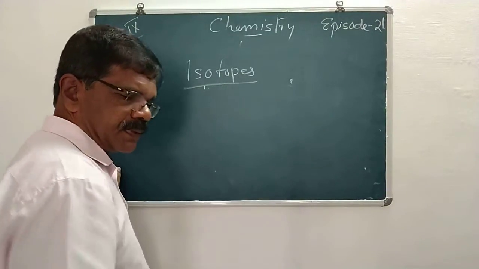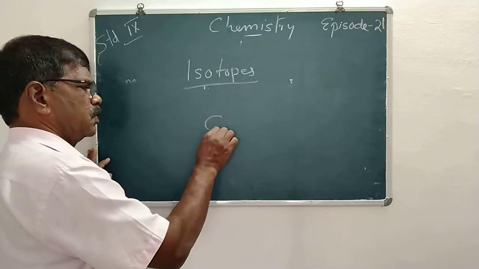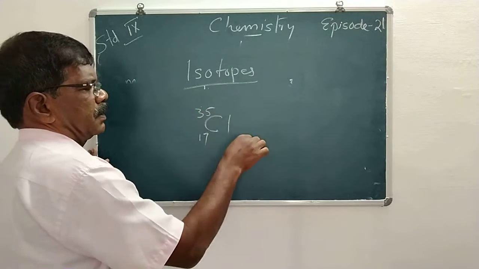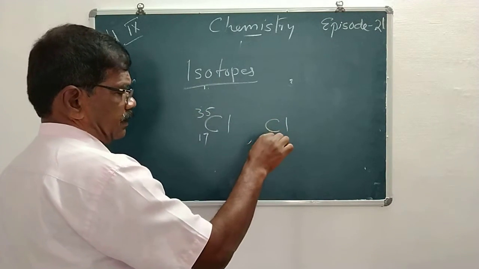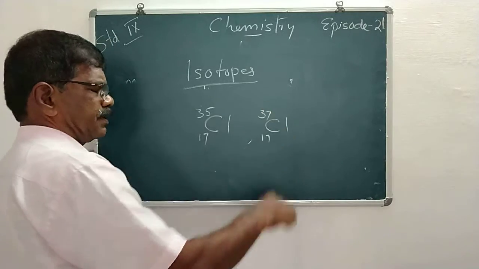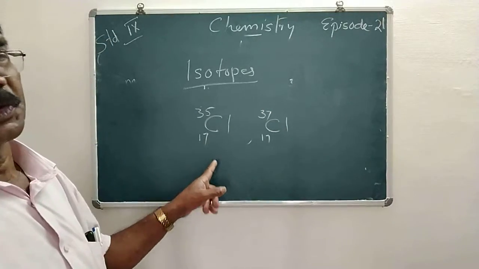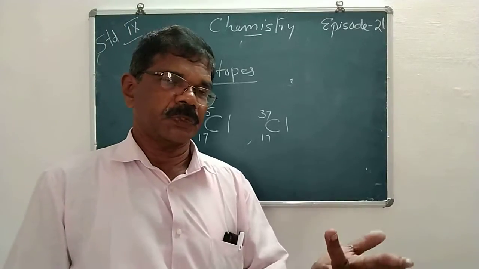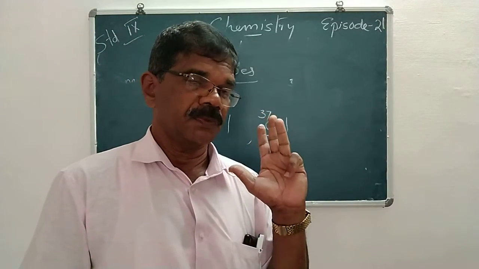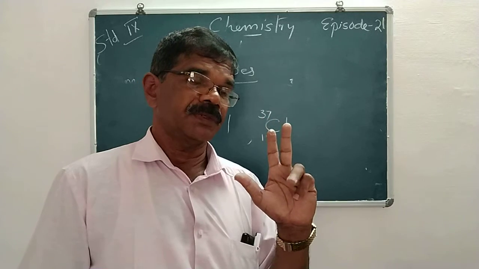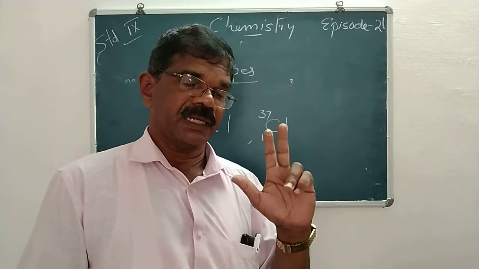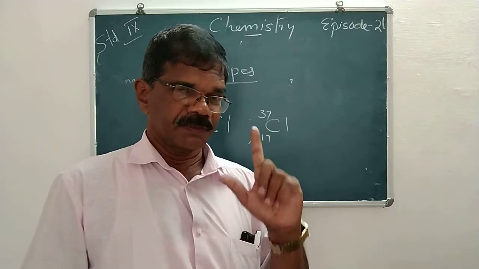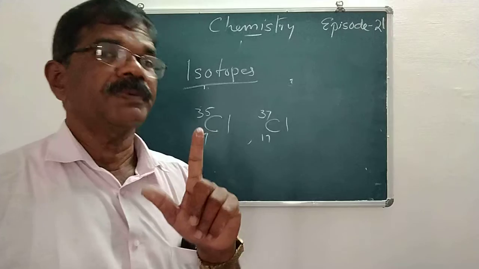Similarly, chlorine also shows isotopes: 17 35 and 17 37. These are the two isotopes of chlorine. So you must remember this: define isotope, the three isotopes of hydrogen especially, isotopes of carbon, isotopes of chlorine, then the uses of isotopes.